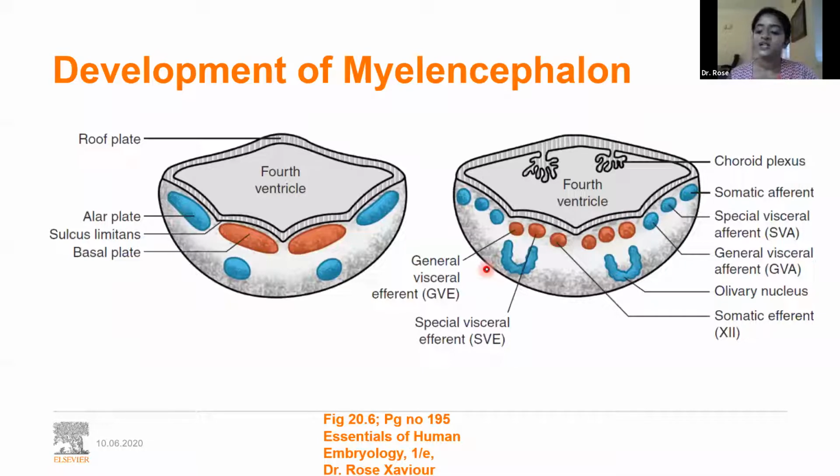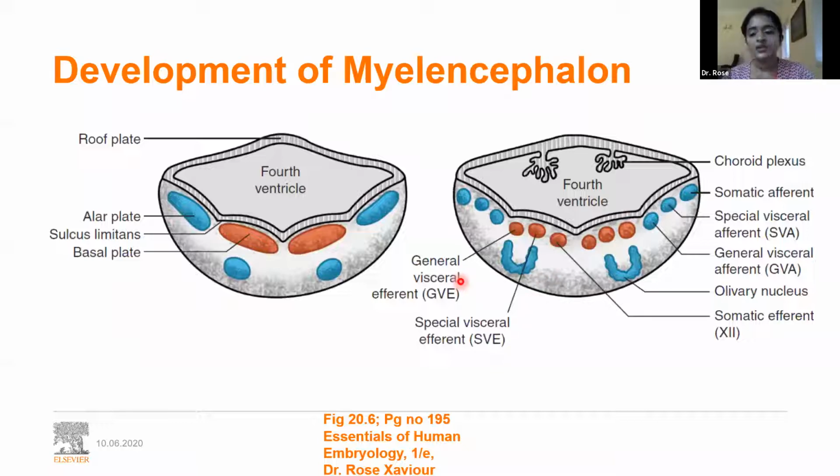What do you mean by somatic efferent? They are the neurons concerned with skeletal muscle. Special visceral efferent means they are going to supply the branchial muscles. Special visceral always means related to branchial arch derivatives. Since it is efferent, it is motor and it will supply the branchial arch muscles. General visceral efferent means it will supply the smooth muscles and glands.